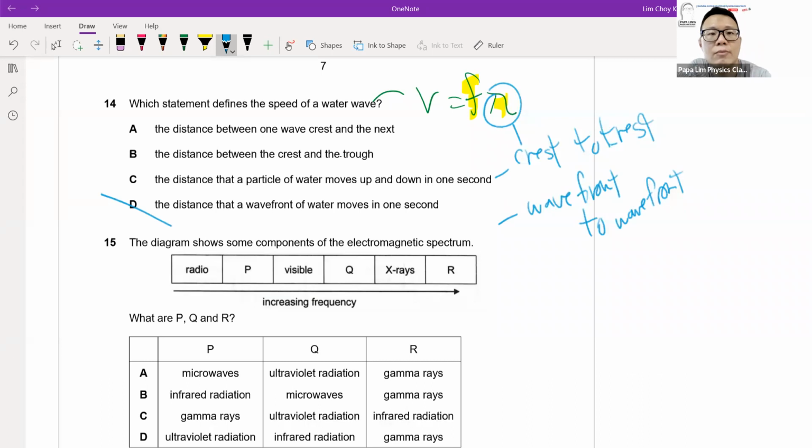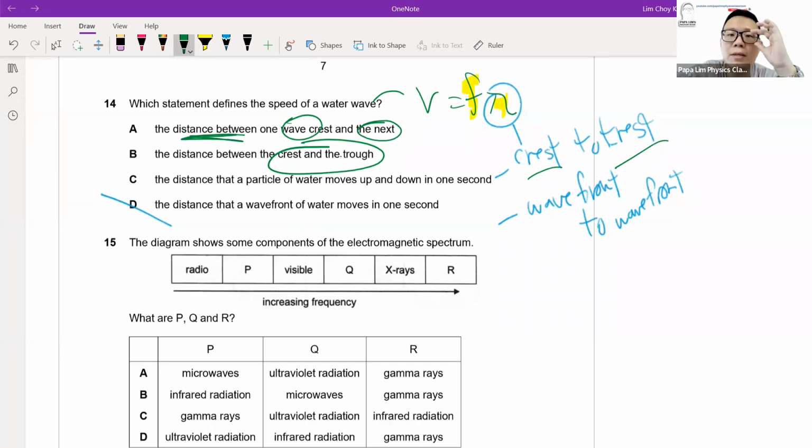Okay, because remember, I need wavelength. Wavelength is always crest to crest. So this answer will be wrong. Okay, so the distance between wavelength and crest, within crest and crest, this also means crest to crest, definitely. But the problem is, remember, when we talk about frequency, we need the second factor, which is your frequency, which is your time, or hertz. We will need some aspect of this factor here.